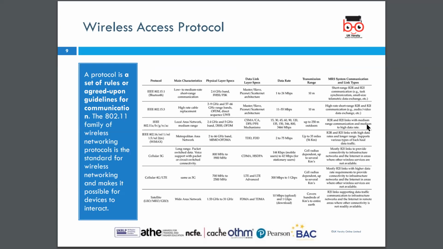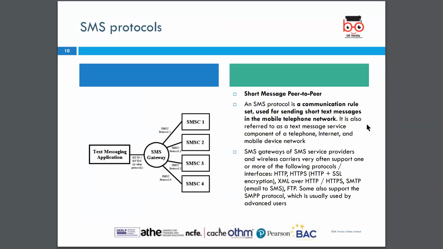When it comes to wireless access protocol, protocols related to Wi-Fi and these types of routers, we need to see that these are a set of rules or agreed upon guidelines for communication. The Wi-Fi 802.11 family of wireless network protocols is the standard for wireless networks, and it makes it possible for devices to interact. So this was the main definition of wireless access point.